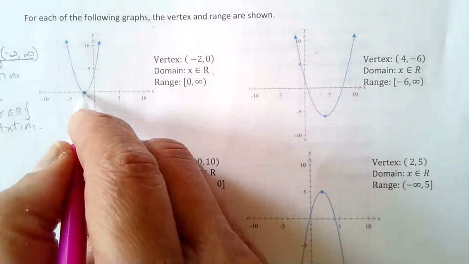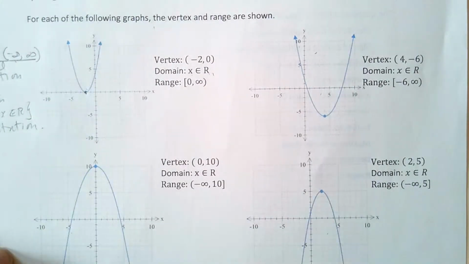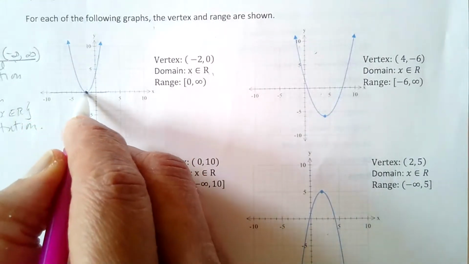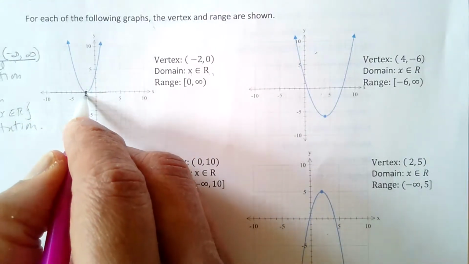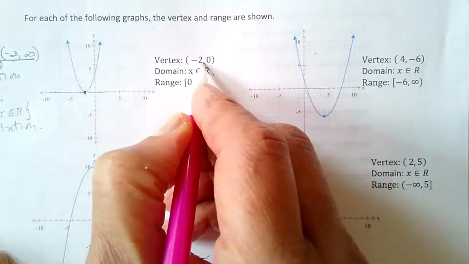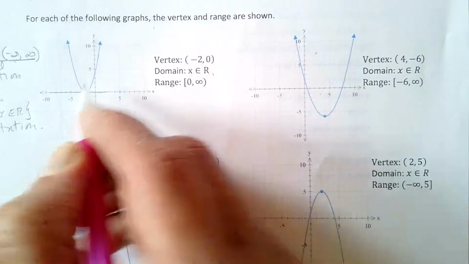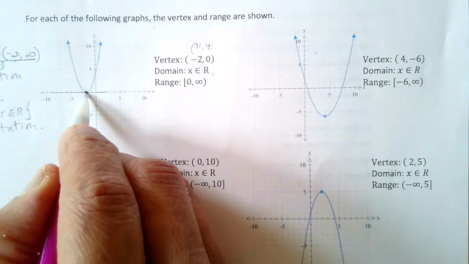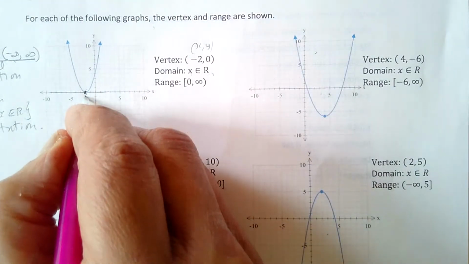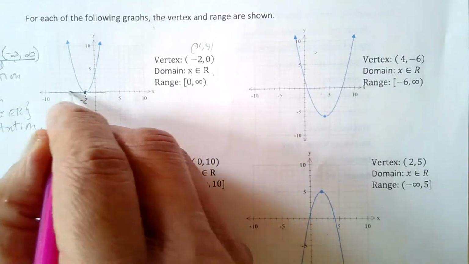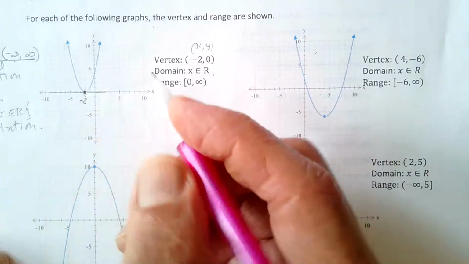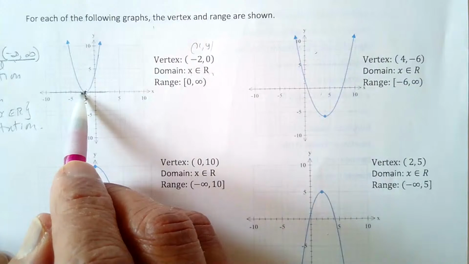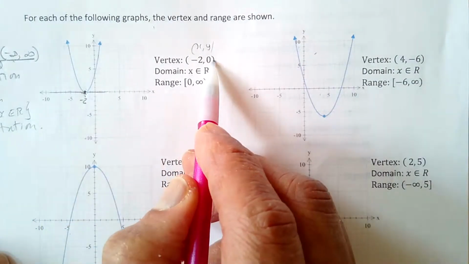The vertex now, and this is why the vertex is important. The vertex here, the minimum point, is negative 2, 0. So this is your x, that's your y. Negative 2 is your x value, and y is 0. So the lowest point on the y-axis here is the y value, which is 0.